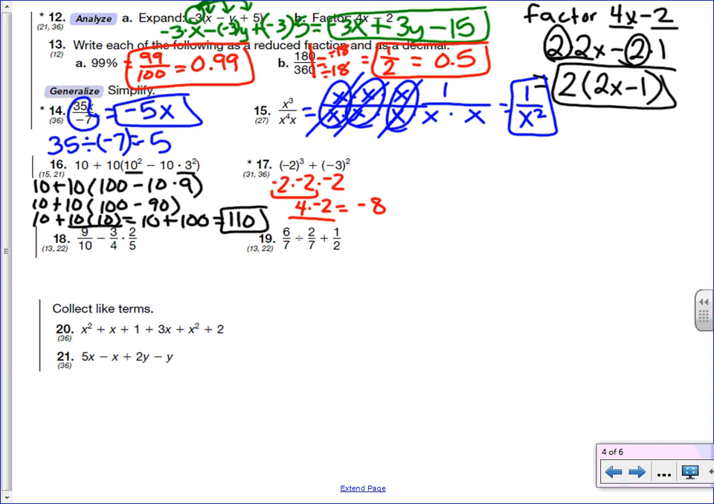And then we have negative 3 squared, which is negative 3 times negative 3. 3 times 3 is 9, and they have the same sign, so it's positive 9. So this then turns into negative 8 plus 9, which is positive 1. You subtract the 2 since they're opposite signs. 9 minus 8 is 1, and the sign of the bigger number 9 is positive.